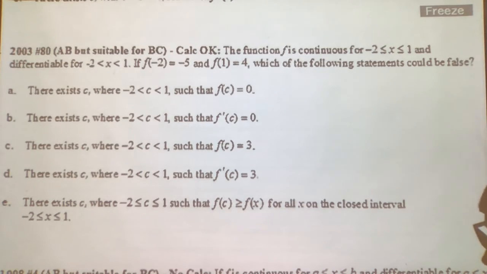Last example, this was also an AP question. All of them dealing with several of the existence theorems that we have learned to this point. Please take a moment, pause your computer, and try and answer this question.